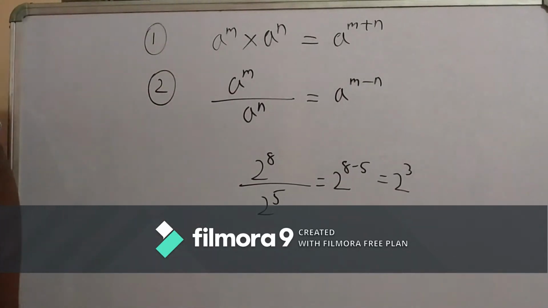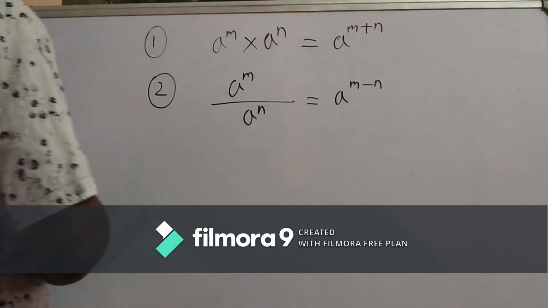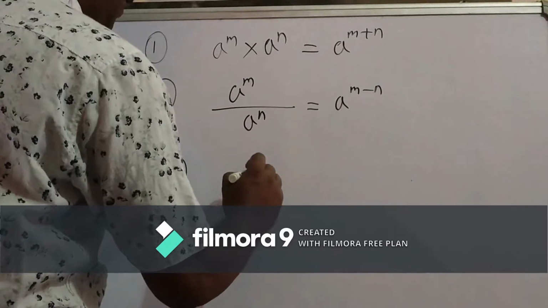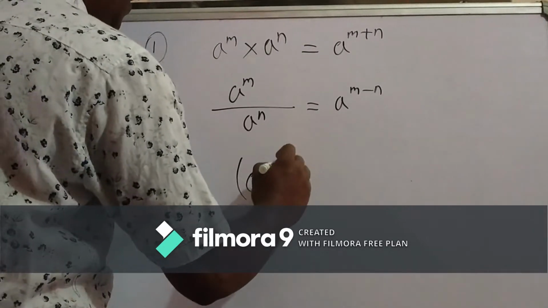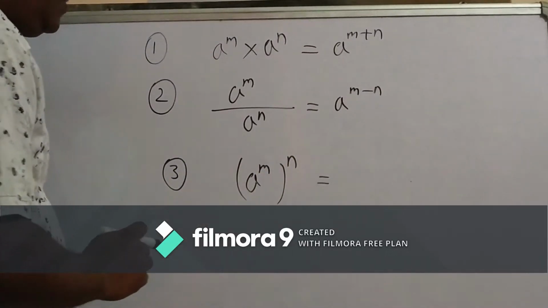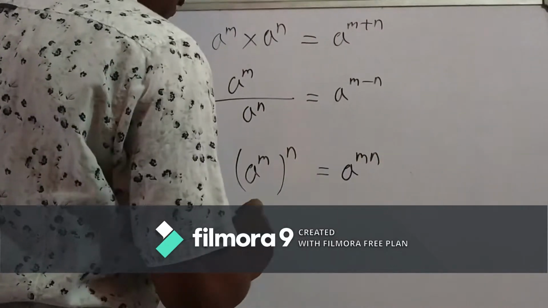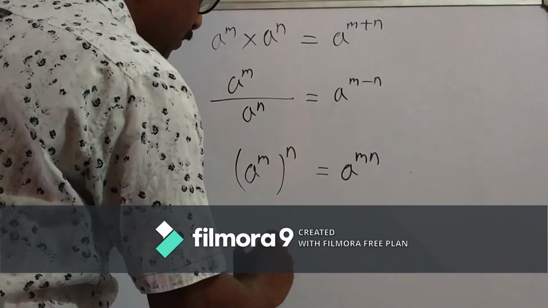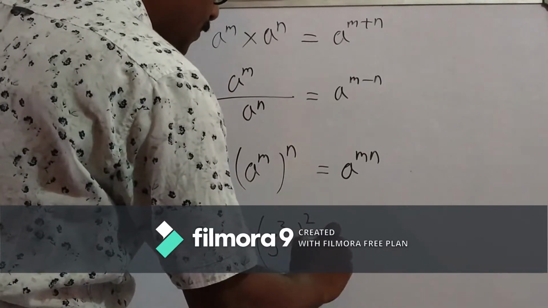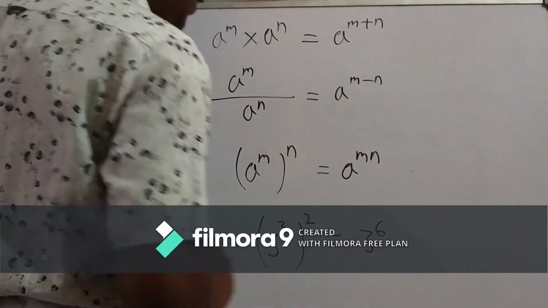Now the third formula is, suppose the power is given two times, a to the power m to the power n. In this case both the powers must be multiplied. So it becomes a to the power mn. For example, 3 to the power 3 to the power 2. So it will be 3 to the power 3 into 2, which is 6.